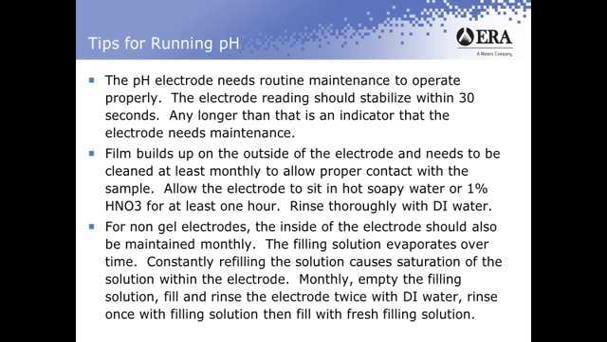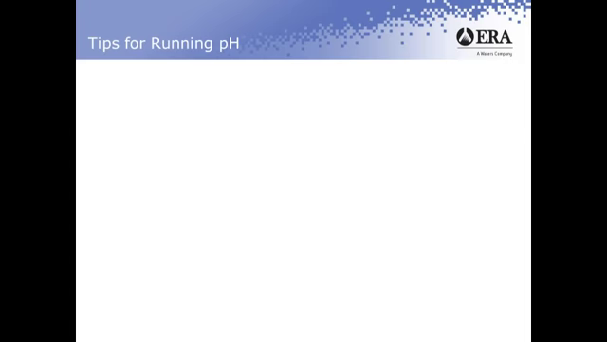So I would recommend taking your bottle of filling solution, filling that up once with filling solution, and shaking that out. That will hopefully remove a lot of the deionized water that's in there. And then take your bottle again and fill it up again with fresh filling solution. That will help to ensure that you have a clean and properly operating electrode.